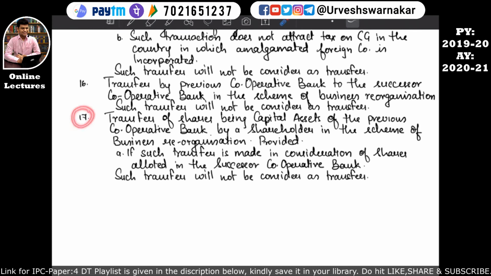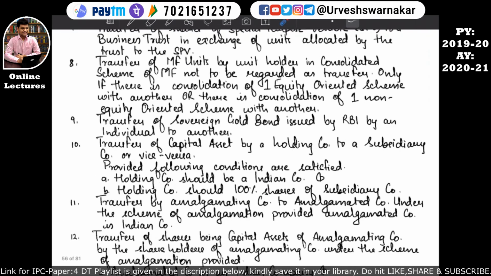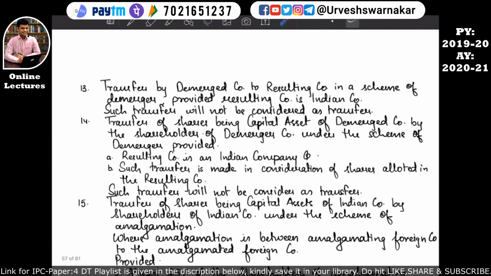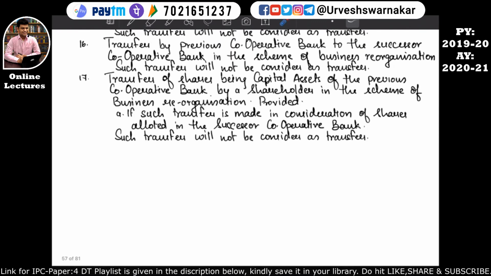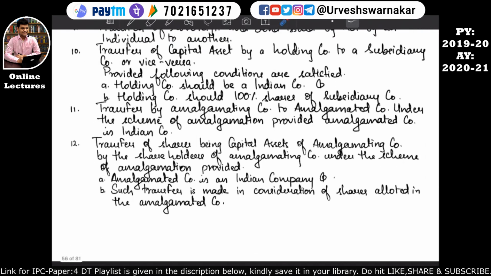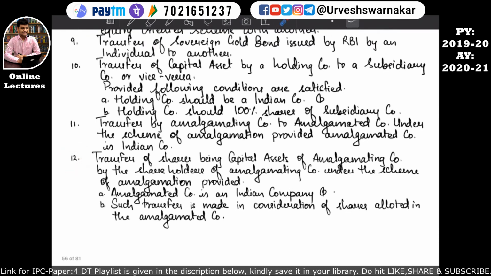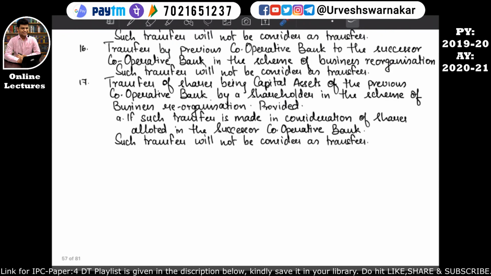Okay, so now let's move on to point number 17. Point number 17 says that transfer of shares being a capital asset of a previous cooperative bank by a shareholder in the scheme of business reorganization, provided such transfer is made in consideration of the shares allotted in a successor cooperative bank, then such transfer will not be considered as transfer. I hope this is also quite clear because we have already understood point number 12. It is on similar lines to point number 12. If you want to understand it again, rewind the video to point number 12 and understand it. I hope this is quite clear to you all.